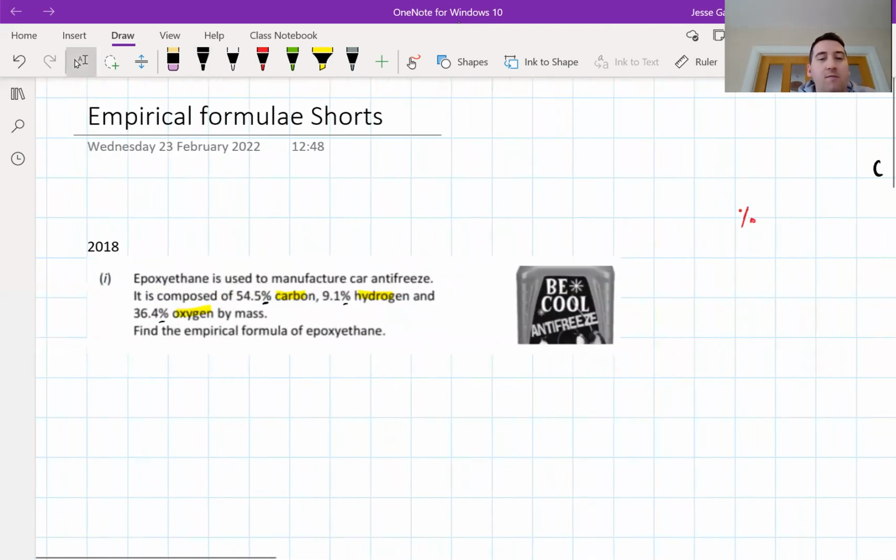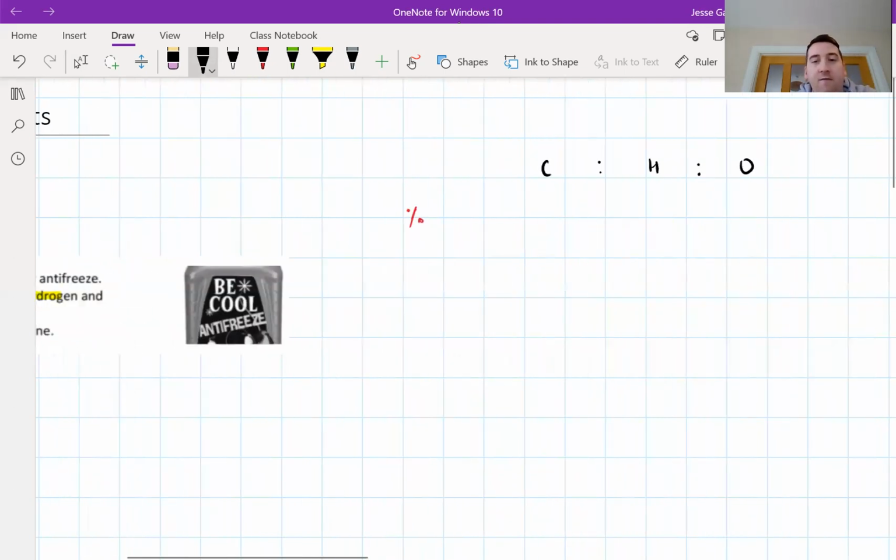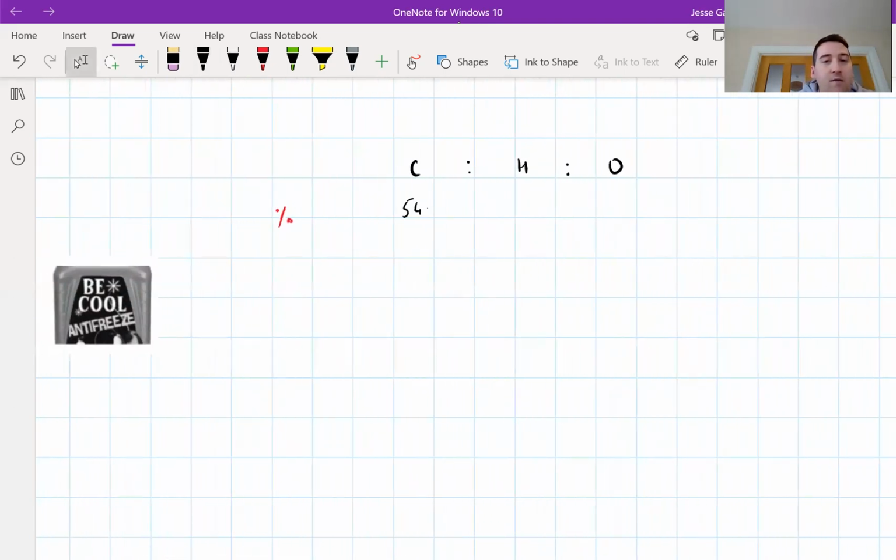There they are. So what you should have written here was carbon was 54.5%, hydrogen was 9.1% and oxygen 36.5%. And 36.4% is actually what it says in the question. So yeah, that's it. The next thing we want to find is what's the ratio of these in moles? What's the moles ratio of carbon to hydrogen to oxygen? So we've got to get to moles. Now, if you know how to do this, pause the video and work it out.